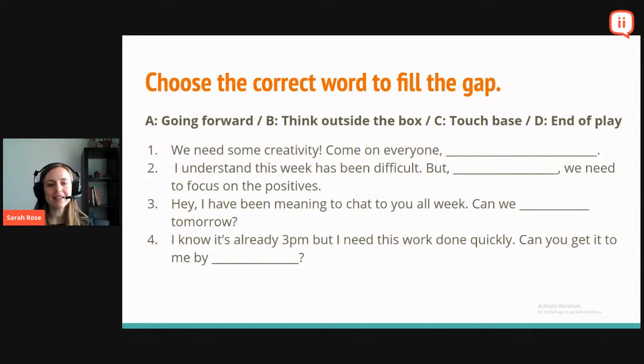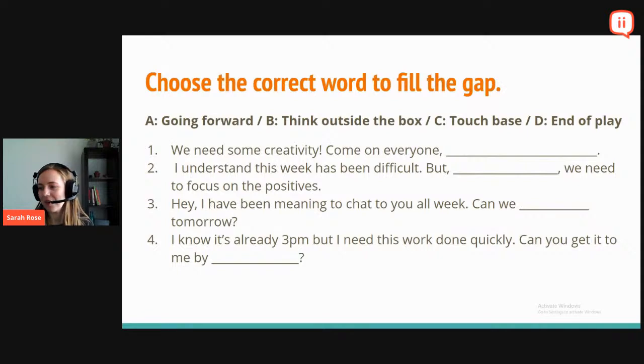So number one, we need some creativity. Come on, everyone. Number two, I understand this week has been difficult, but we need to focus on the positives. Oh, that's a very common sentence at work. This week has been difficult. This month has been difficult. Probably a lot of businesses are saying that now. Number three, hey, I have been meaning to chat to you all week. Can we tomorrow? Number four, I know it's already 3 p.m., but I need this work done quickly. Can you get it to me by blank?